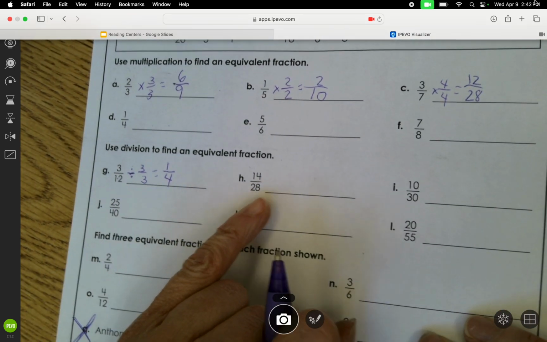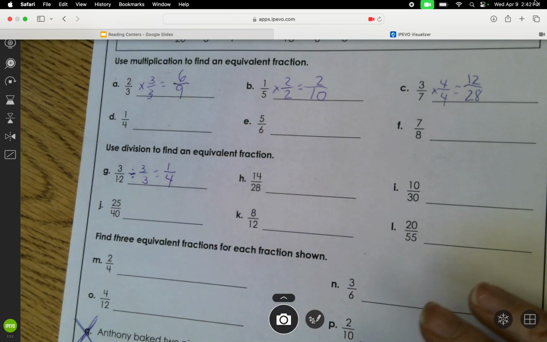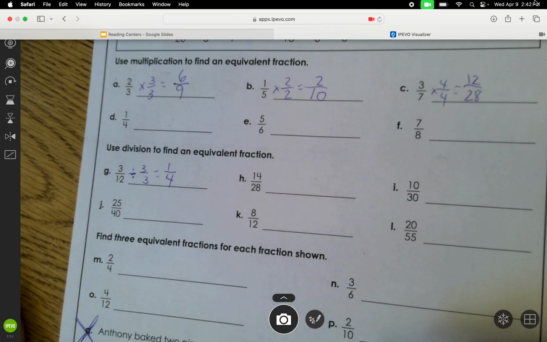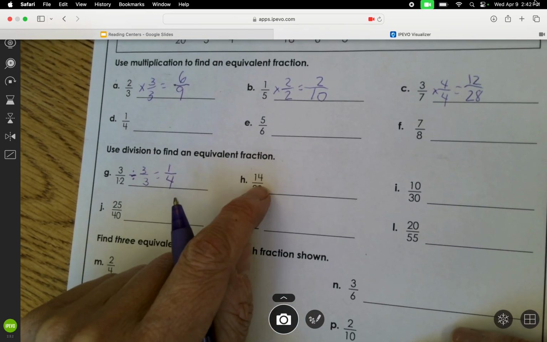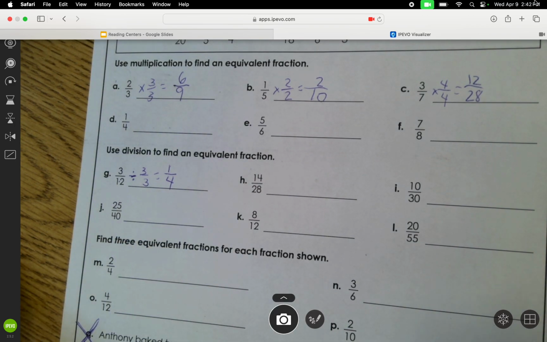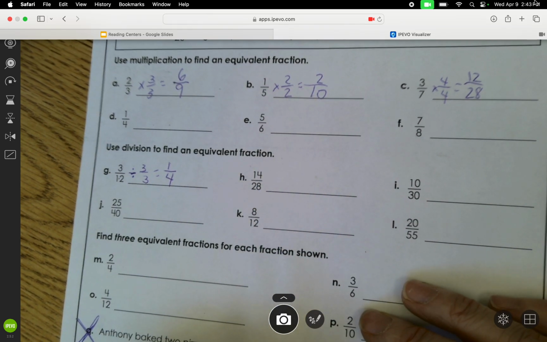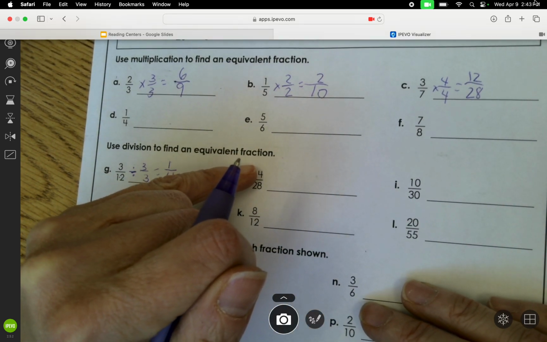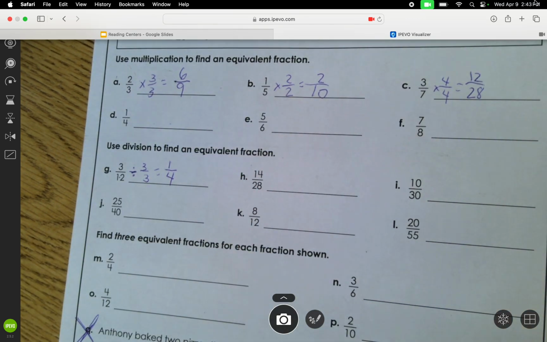Let's go. I'll do H with you. 14 and 28. So remember, you can always make a factor rainbow, or you can think, if you know a number that they're both divisible by offhand, you can look at a multiplication table to help you out. I will tell you, if you make factor rainbows, you'll find that 14 times 2 is 28.